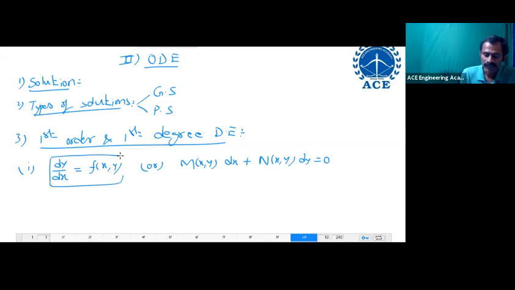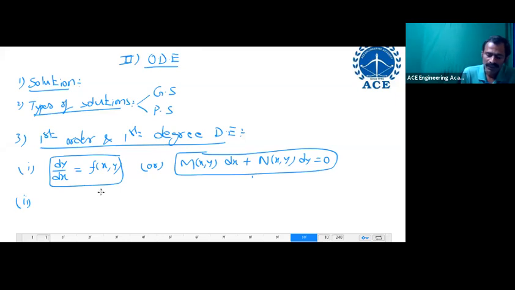This form is the derivative form, or differential coefficient form. The other form is the differential form. We can convert the first one into the form of the second one, and the second into the form of the first one. So both are the same. Here f of x comma y, M of x comma y, and N of x comma y, these three functions should be continuous.